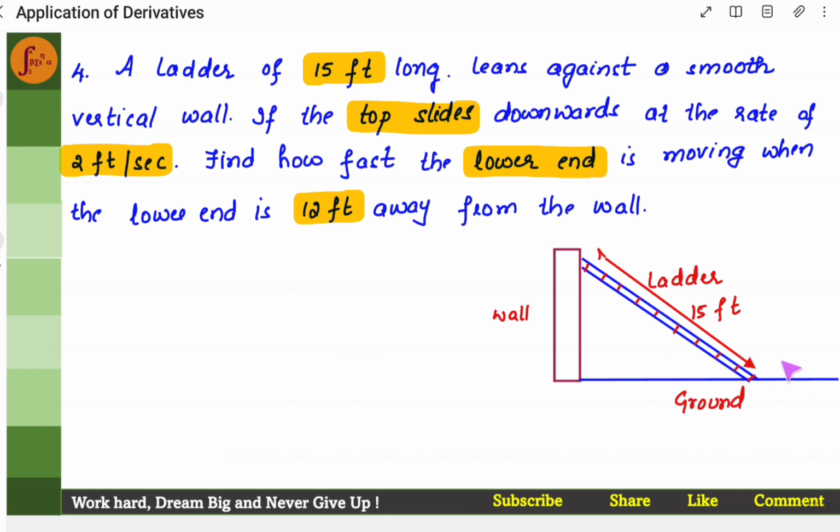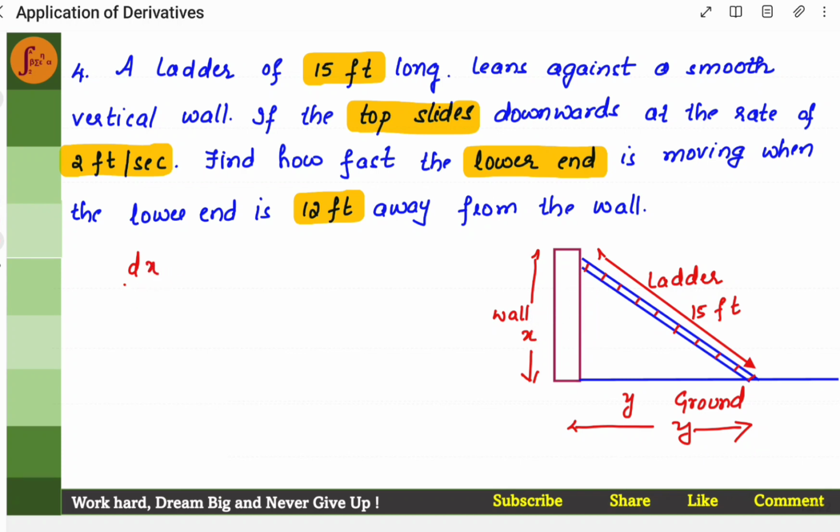Right? It'll extend further on the ground. So if that increases, let's call this height x and this distance y. If the top slides downwards, that is, if the ladder starts sliding downwards at the rate of 2 feet per second, that is x. It is sliding downwards. X is the height.